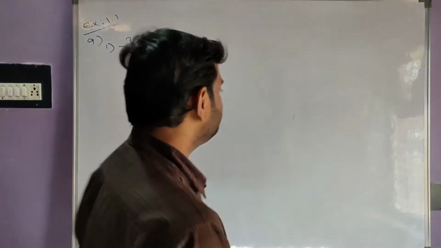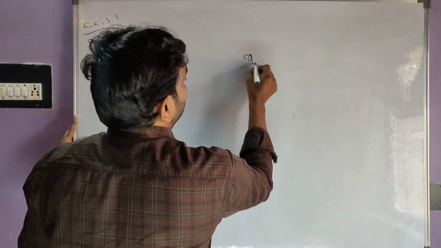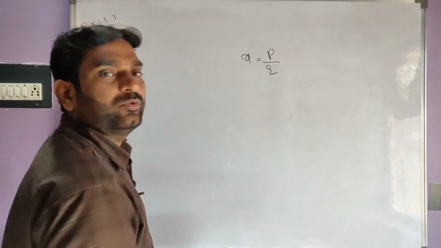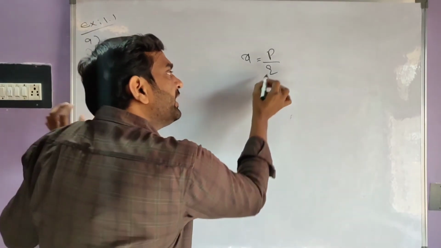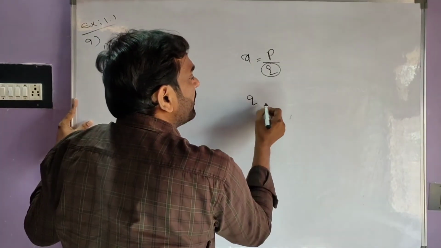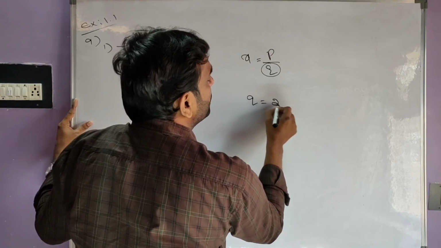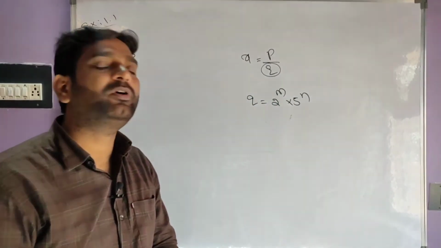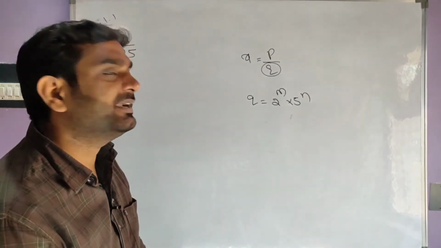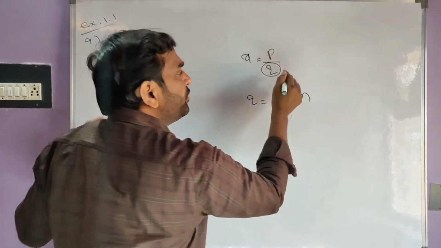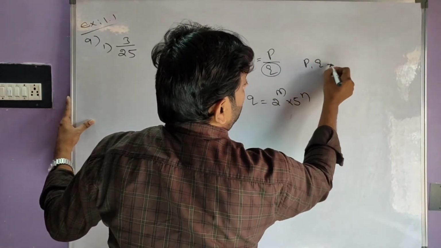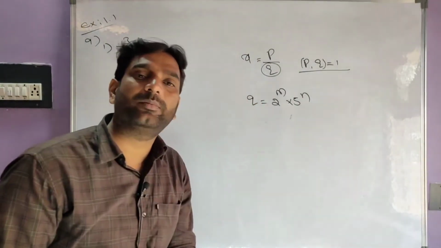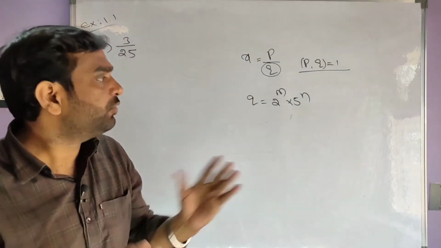Here the condition is: let x be a rational number p by q, and q not equal to 0. If you can write q in the form of 2 power m into 5 power n, then it's a terminating decimal, where p comma q are co-primes. Only then is it possible.